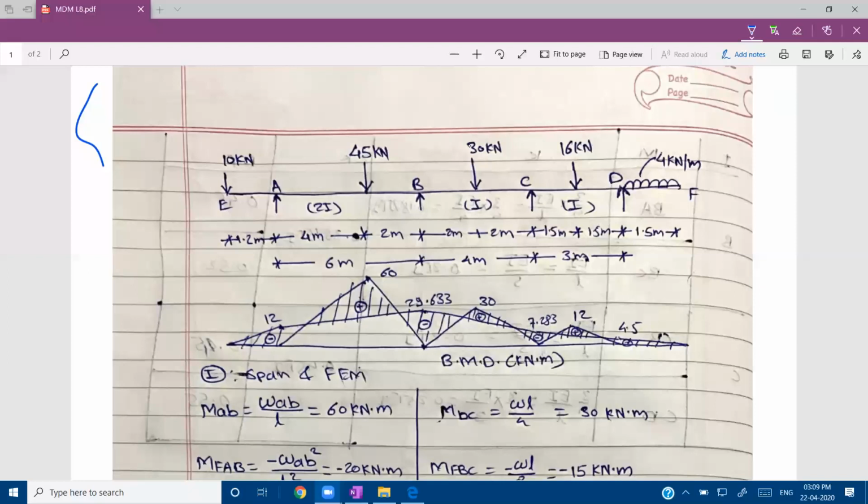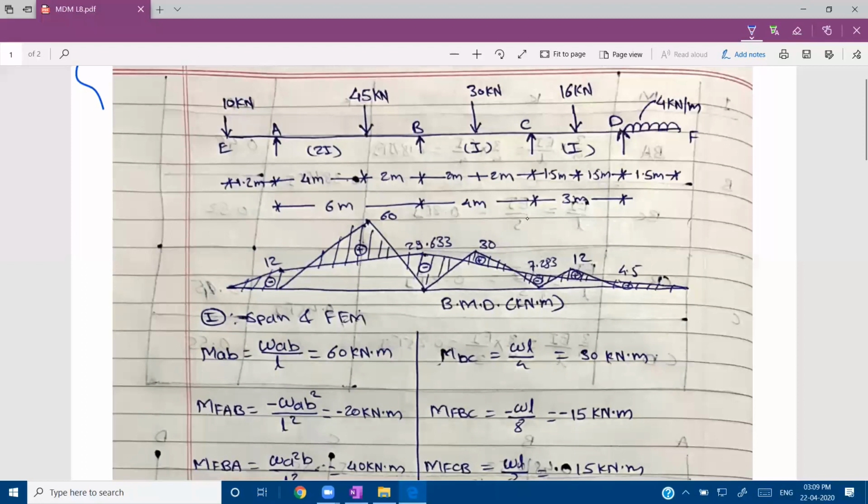Okay, so in this problem, the first step is calculation of span moments and fixed end moments. As we know, these are the calculations for span AB. Span AB is carrying a point load other than a central point load. So span moment will be WAB by L. W is 45, A is 4, B is 2, and L is 6. So it comes out to be 16 kilonewton meter.